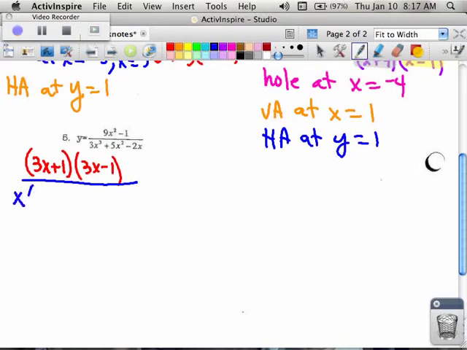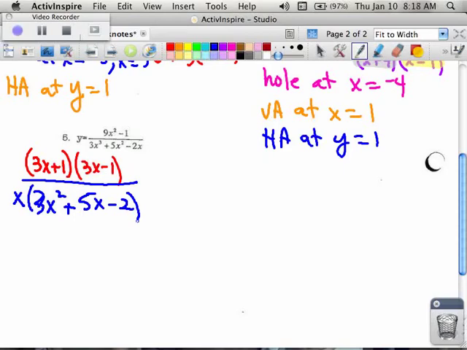So I pull out that x, and I see 3x squared plus 5x minus 2. Now, if you didn't see that, that's going to kind of mess you up in the beginning.